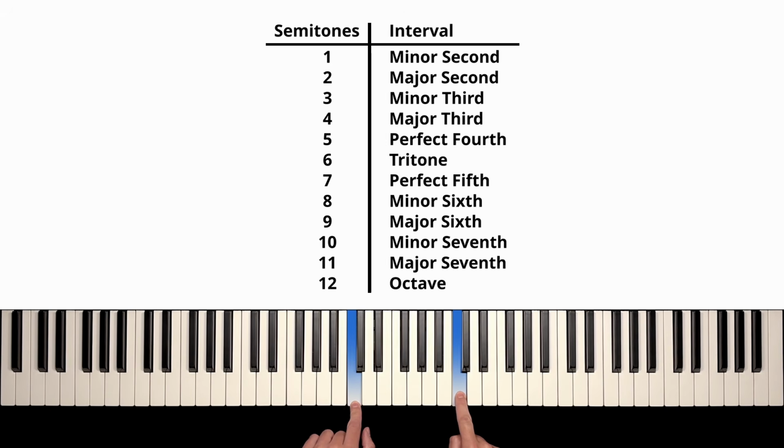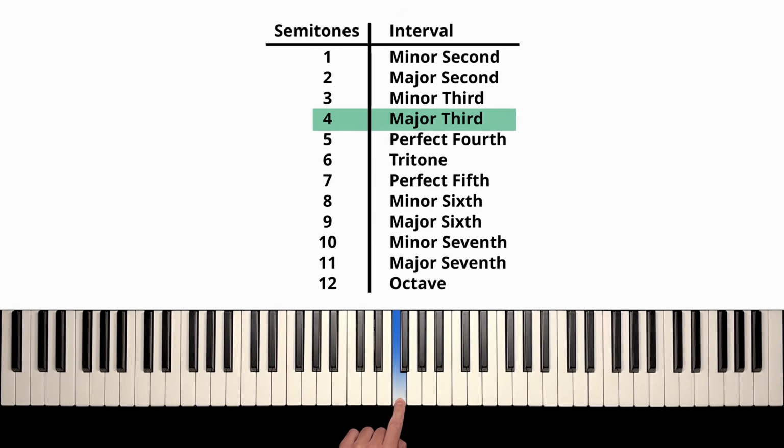With this information, we can figure out any interval from any starting point. For example, if we want to find a major third above F, we simply count 4 semitones and land on A. If we want a perfect fourth above F, we need to go 1 semitone further, which takes us to A sharp or B flat.